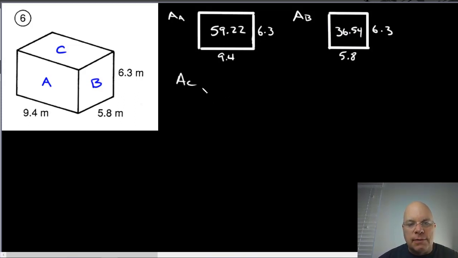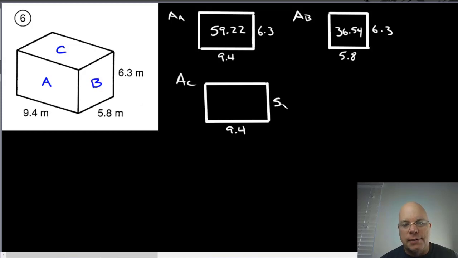Area of face C, another rectangle. The base is 9.4 because you see it would be congruent to this line segment. And the height, we'll get that dimension from right here, 5.8. These line segments are parallel and congruent, so 5.8. When I do base times height, 9.4 times 5.8, I get 54 and 52/100.